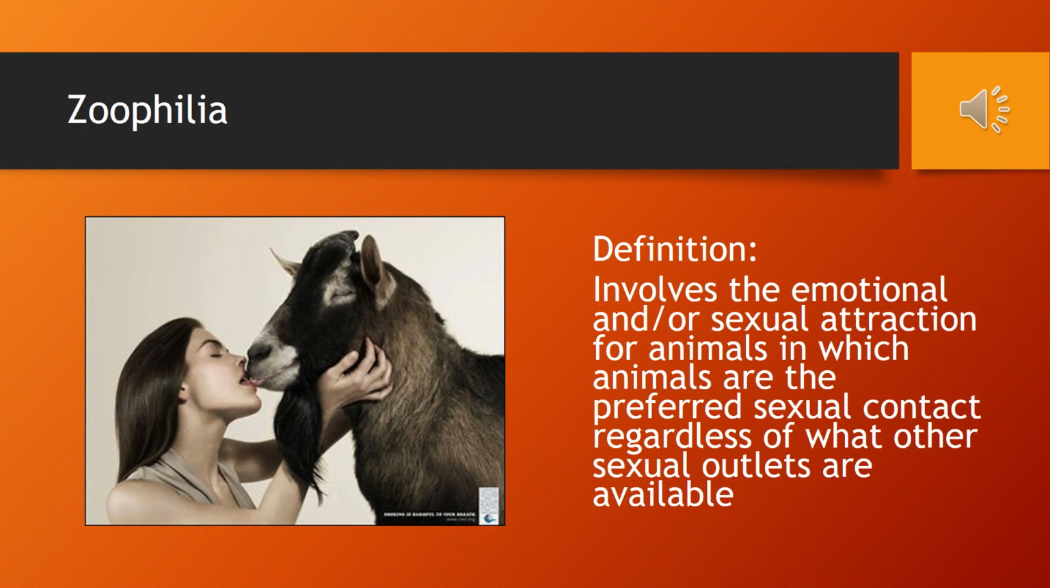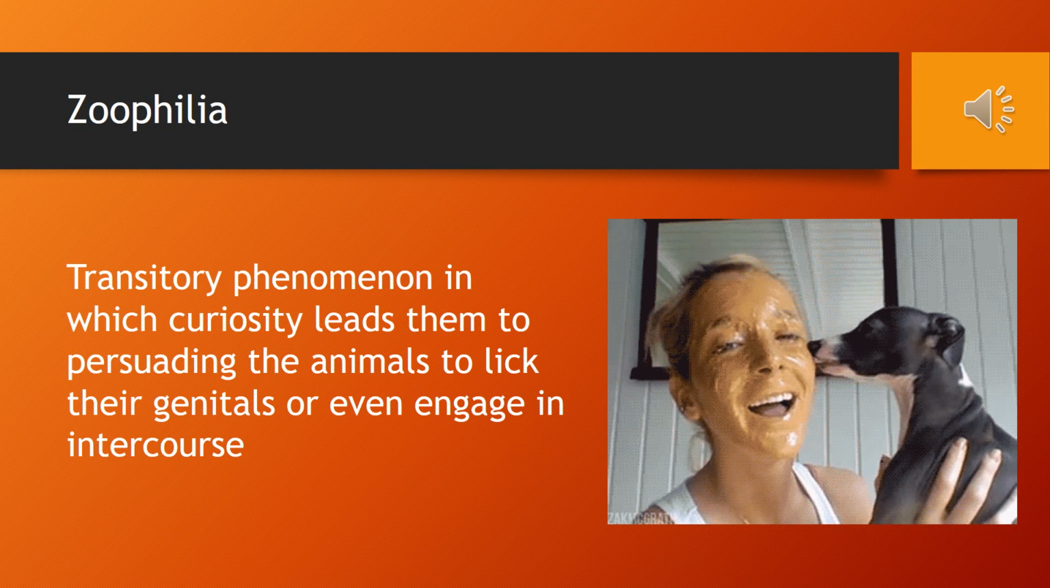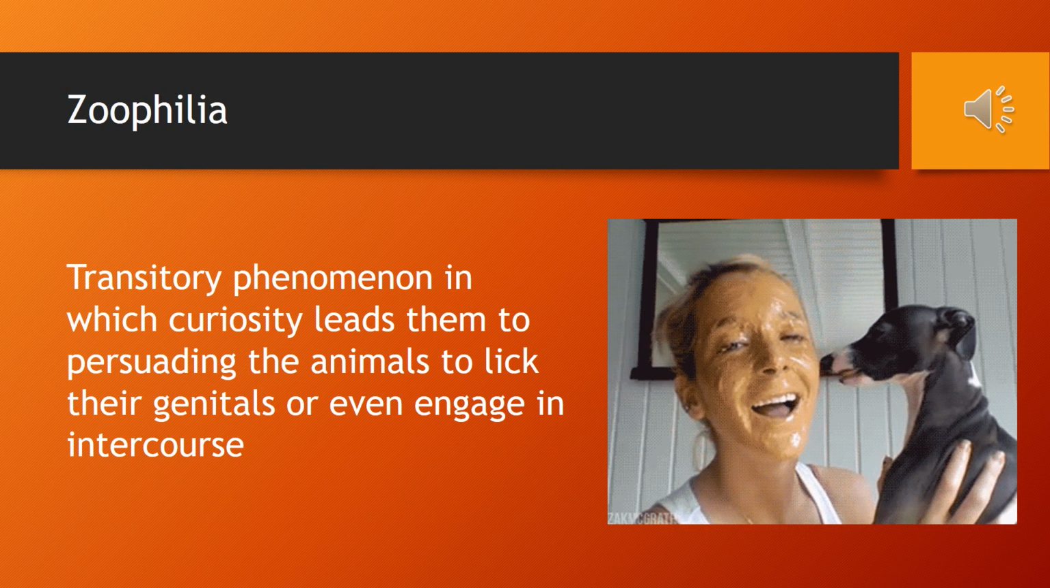The first paraphilia not otherwise specified is zoophilia, which involves the emotional and/or sexual attraction for animals, in which animals are the preferred sexual contact, regardless of what other sexual outlets are available. Oftentimes, the term bestiality is used interchangeably, but it only involves the sexual interaction with the animal without the emotional bond. The animal is merely used as a sexual outlet. This behavior usually begins during adolescence as a transitory phenomenon in which curiosity leads them to persuading the animals to lick their genitals or even engage in intercourse.